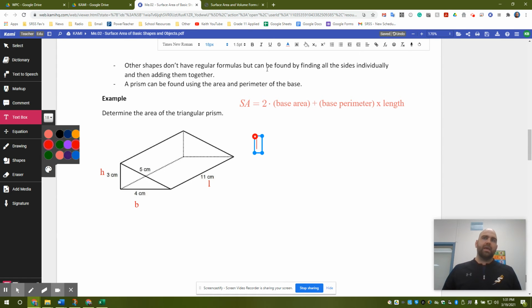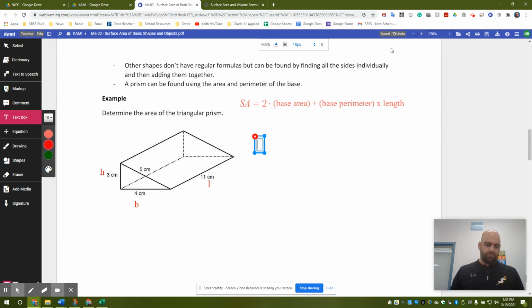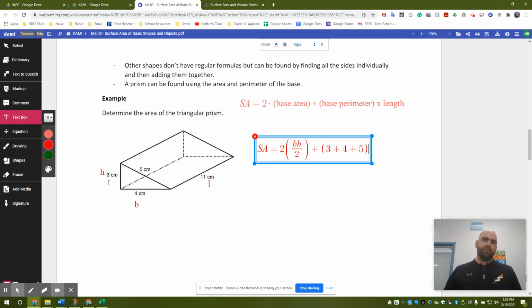So to find the area of this triangular prism, we do surface area is equal to 2 times the base area. Now the base area is base times height divided by 2. Okay, so what we are doing is we're finding the area of that triangle and we're multiplying it by 2. Then we're adding the perimeter, and the perimeter is going to be 3 plus 4 plus 5. Okay, that's the perimeter of our triangle. And then we're going to multiply that by 11.